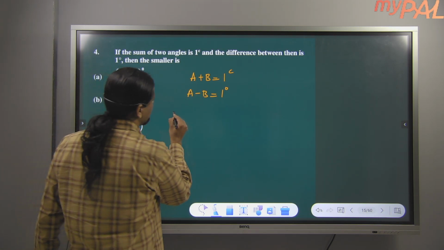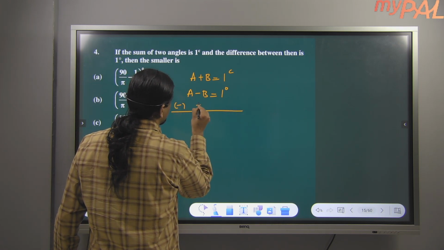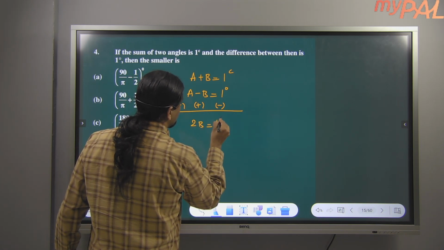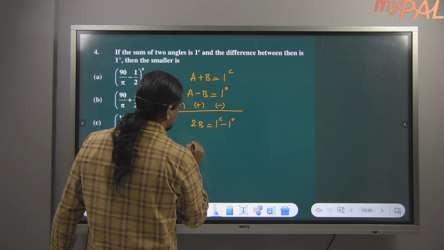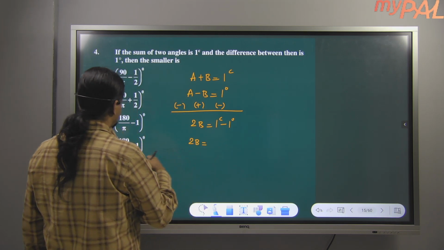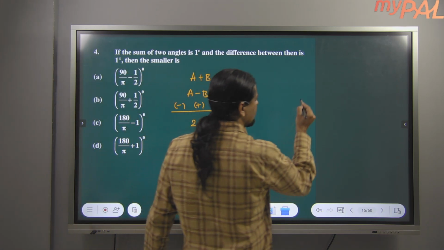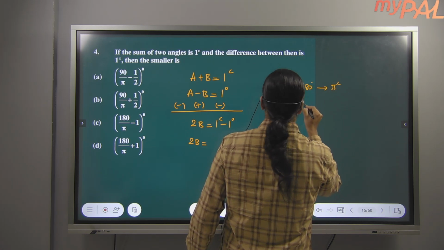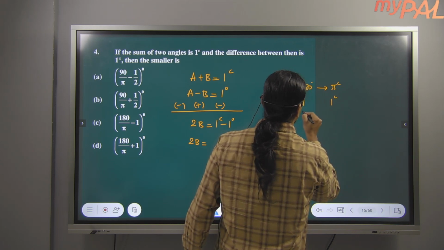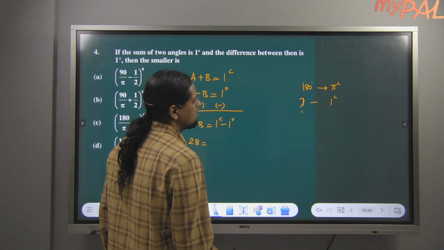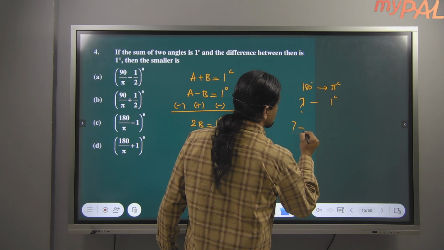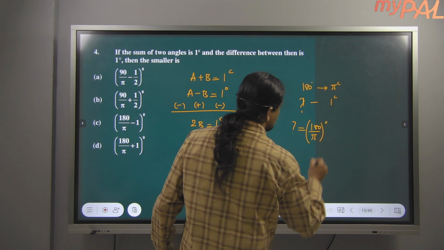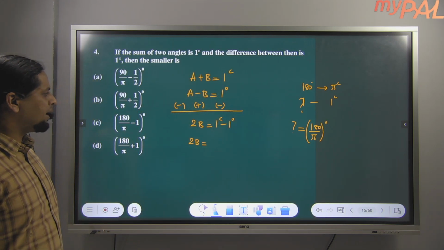So in order to find out B, what? I will subtract one from the other. When I subtract, A cancels. 2 times of B is going to be equal to 1 radian minus 1 degree. Can I convert radians to degrees? Yeah, I want the answer in degrees. So how do I convert? Same thing. 180 degrees is equal to pi radians. 1 radian is going to be equal to how many degrees? The question mark is going to be equal to 180 by pi degrees.